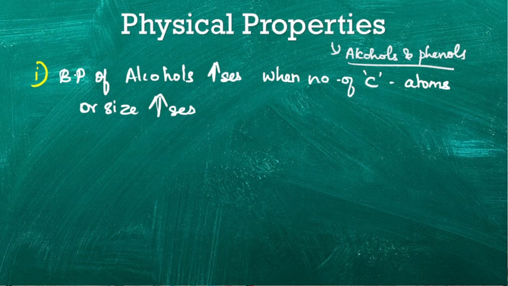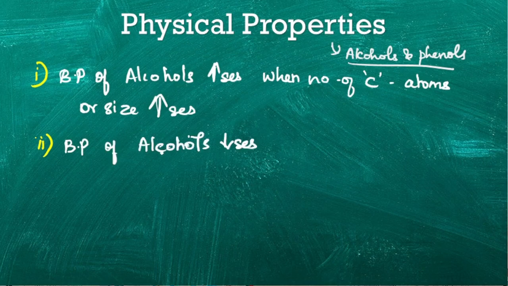Your next point is again about the boiling point. We saw the increase in the boiling point of alcohols. Now we are going to see the decrease. The boiling point of alcohols decreases when branching increases.